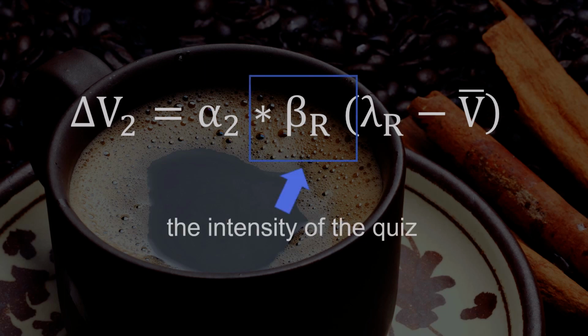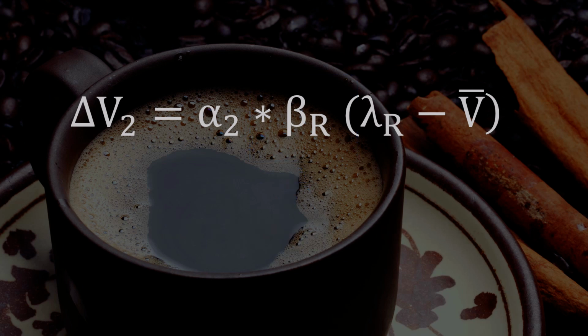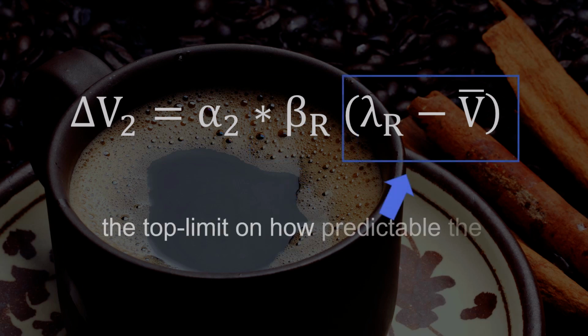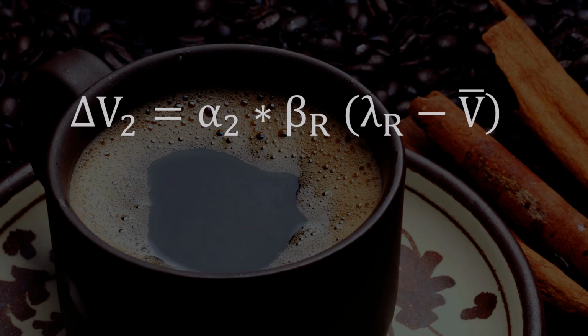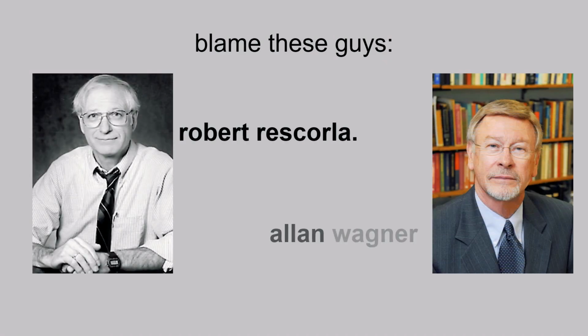Beta R is going to be the intensity of the quiz, because in this case, we're kind of treating the quiz as like an unconditioned stimulus because it makes us feel unpleasant. And then this parenthetical statement is going to be the top limit on how predictive that quiz can possibly be under the best circumstances. But if you're still upset that you have to learn about this, you can blame these two guys, Robert Rescorla and Alan Wagner.